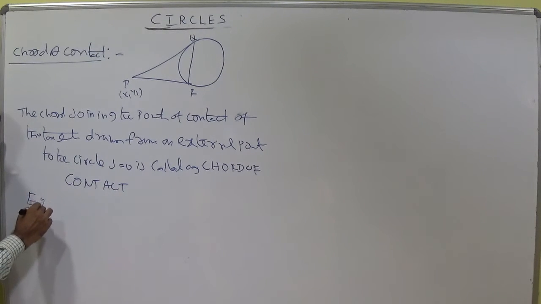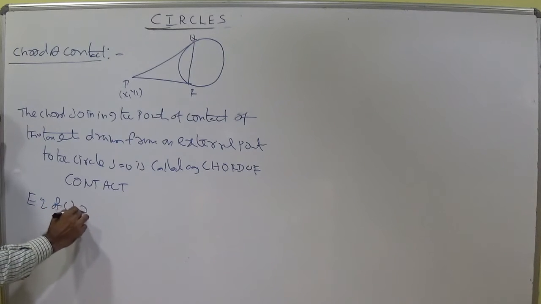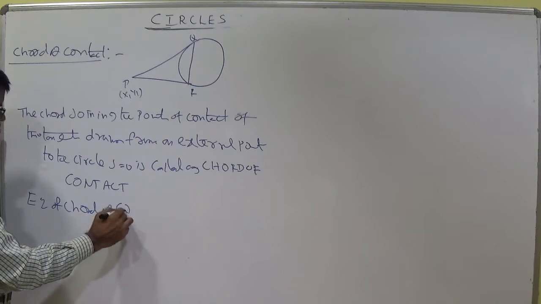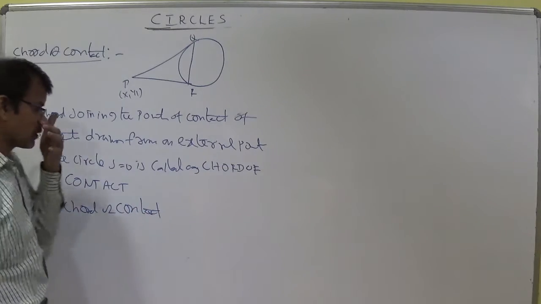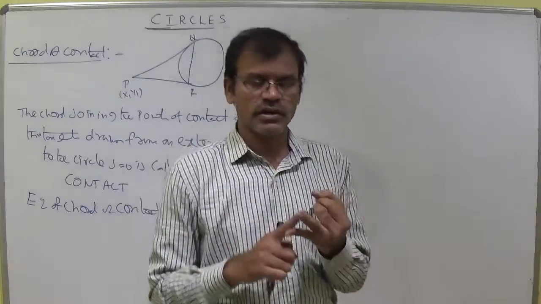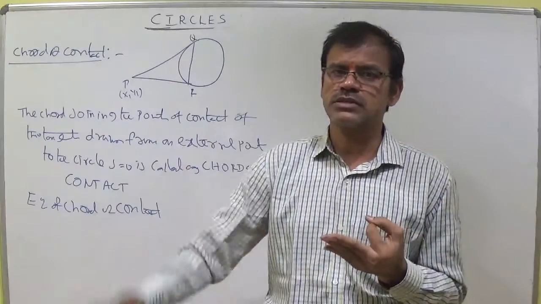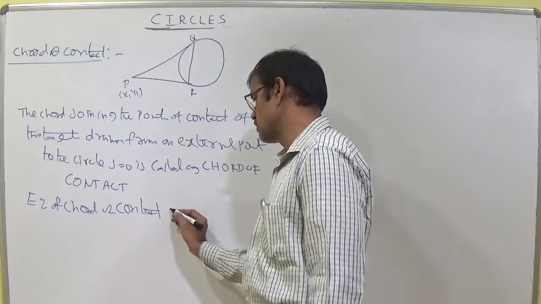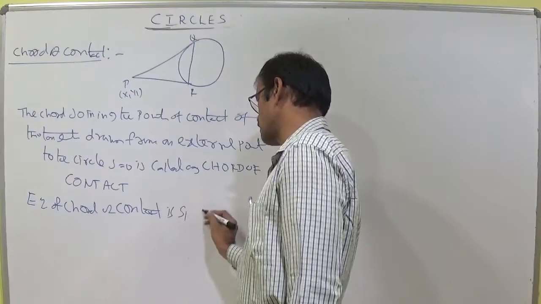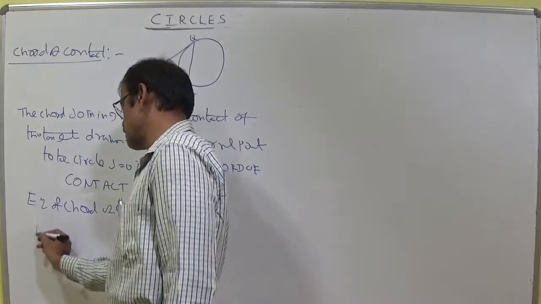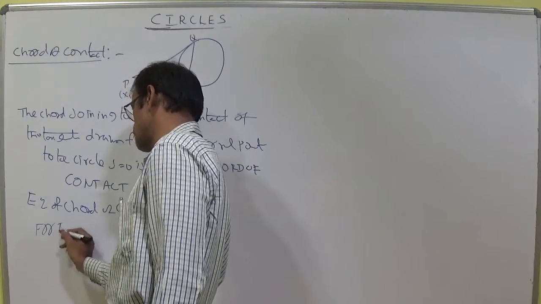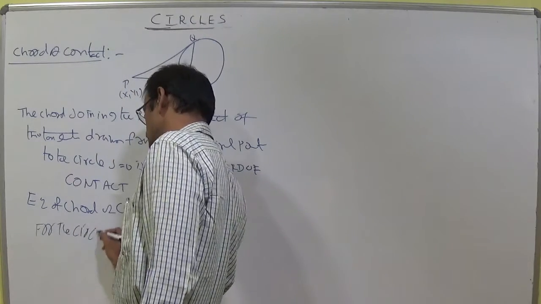Next, a simple formula. You write the equation of chord of contact. The equation of tangent, the equation of chord of contact and the equation of polar, all three are the same. The formula is S1 equal to 0. The equation of chord of contact also, the formula is simply S1 equal to 0.